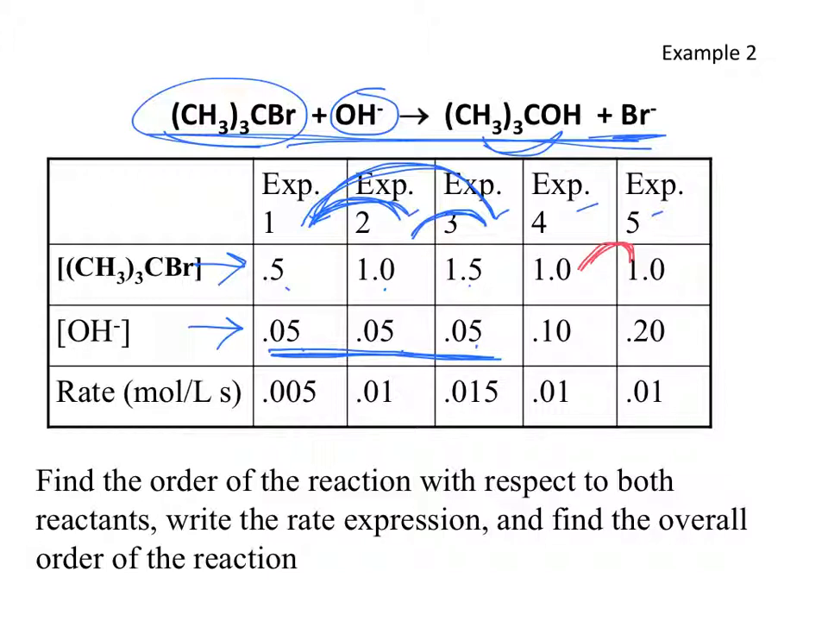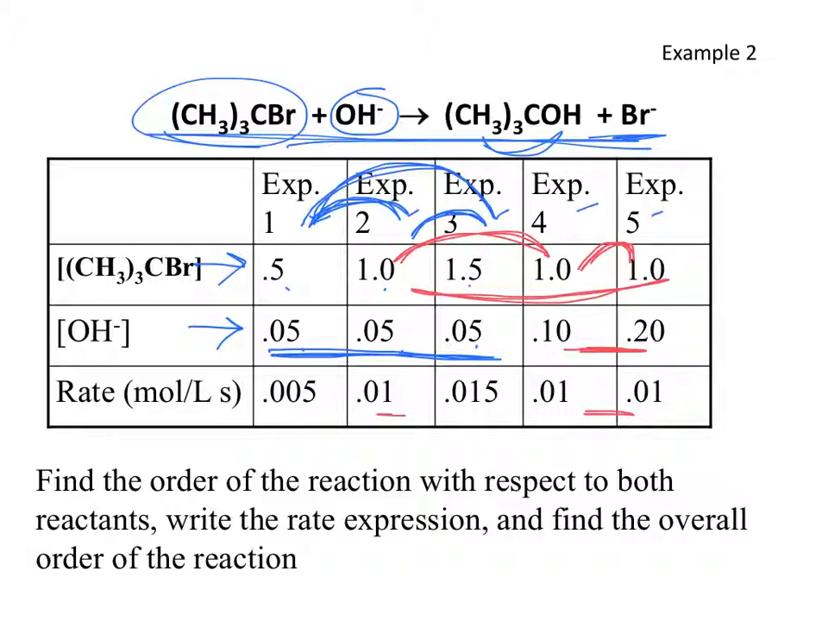You can either use experiment 4 and 5, or you can use experiments 2 and 4, or you can use experiments 2 and 5. Just ballpark, if you just compare, you can see that you are varying hydroxide concentration, but the rate is not getting changed. So that hopefully gives you an idea of how the numbers are going to look like. But I'm still going to go over the math to make sure everybody's on board.